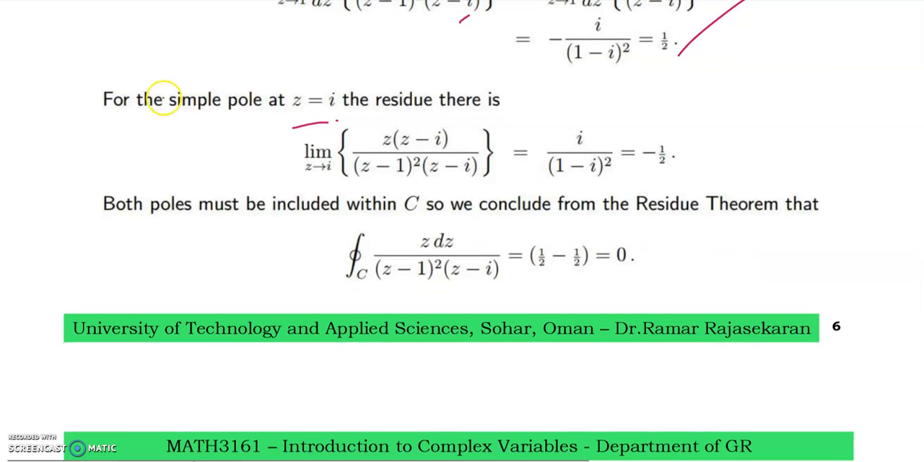Okay, now similarly, this is a simple pole. So how to find the residue? That is the limit as z tends to i of this value, then you cancel (z minus i), substitute z equal to i, and you will get this value. Final answer is minus 1 over 2.